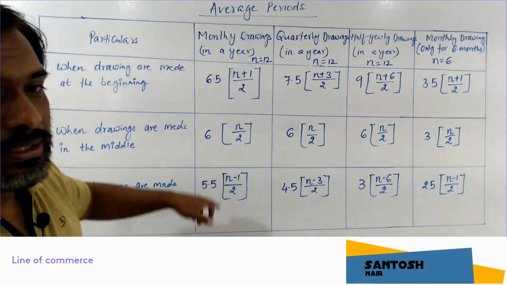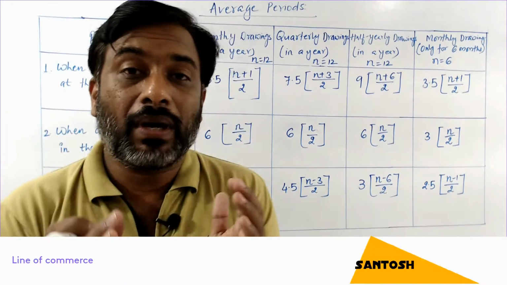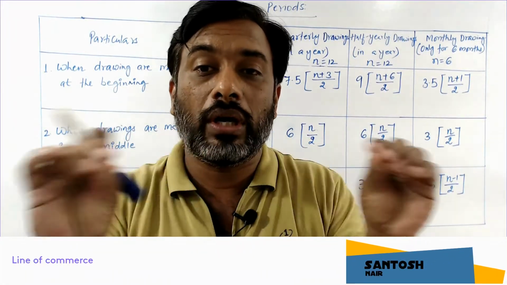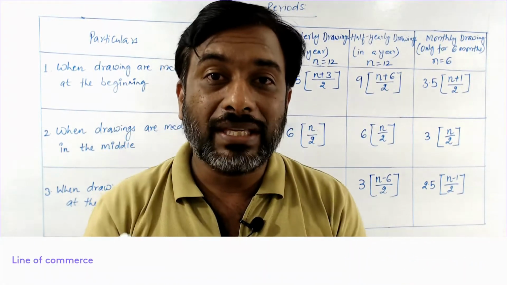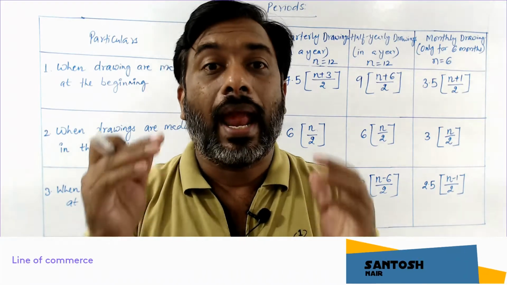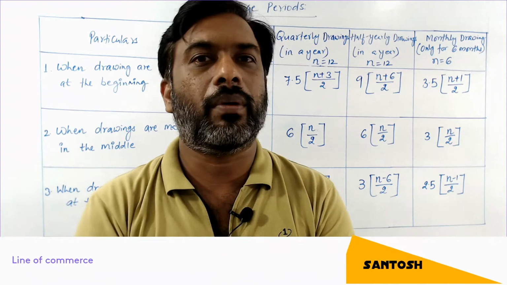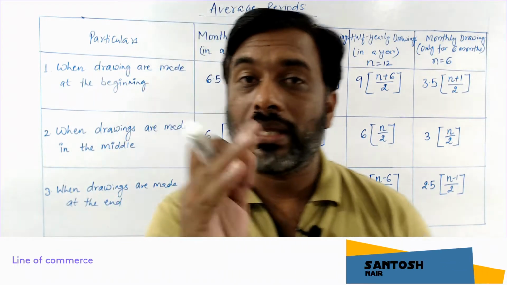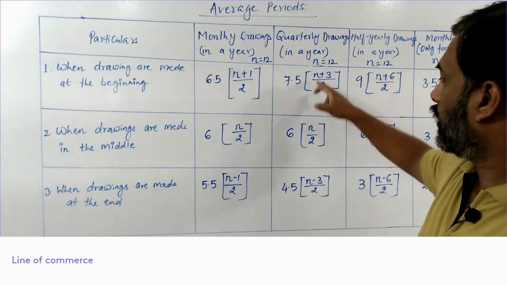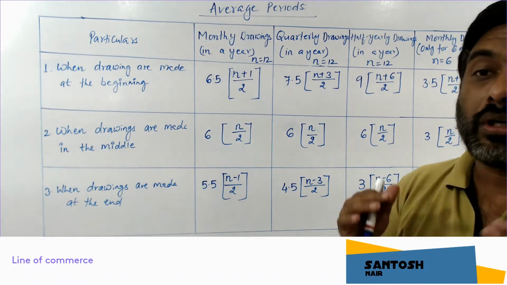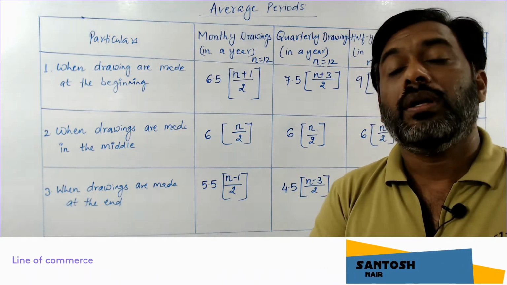You understood this? So beginning of each month, n plus 1 whole divided by 2. Middle of each month, n by 2. End of each month, n minus 1 by 2. That's it. You can remember. Okay. Now let us see the quarterly withdrawal, quarterly drawings, and how you need to remember the average time period.